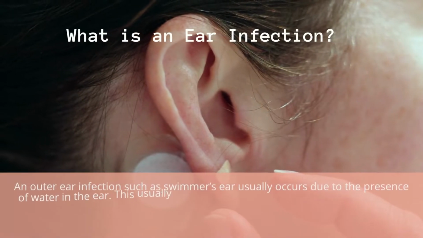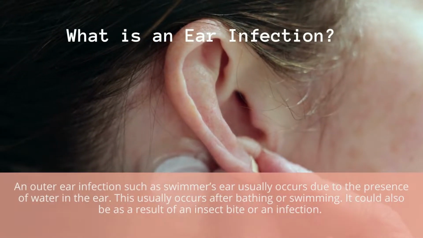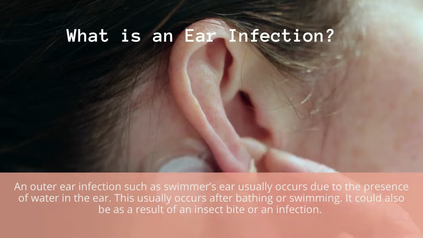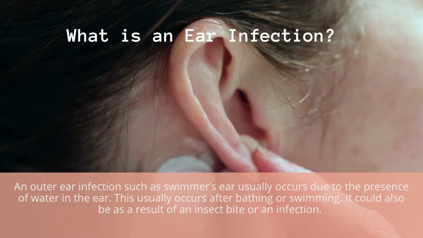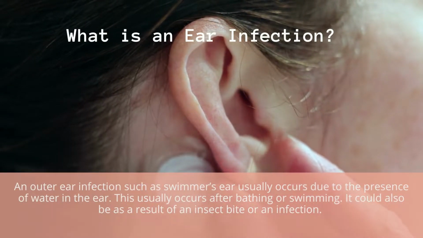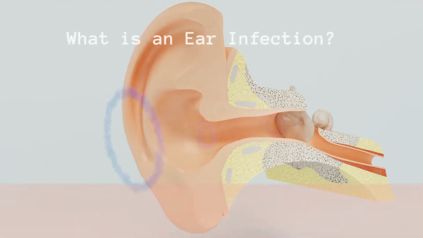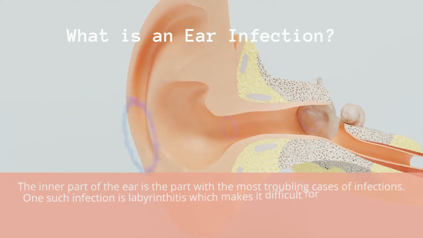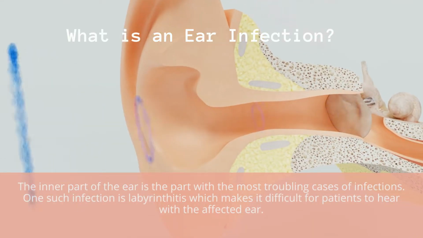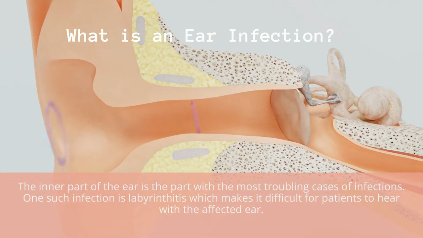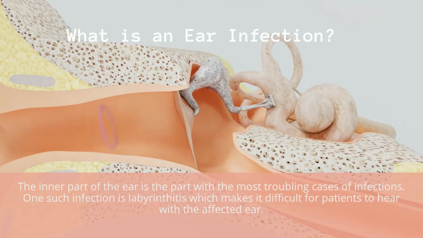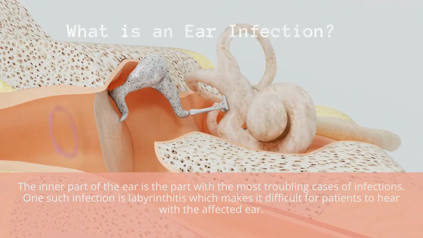An outer ear infection, such as swimmer's ear, usually occurs due to the presence of water in the ear. This usually occurs after bathing or swimming. It could also be as a result of an insect bite or an infection. The inner part of the ear is the part with the most troubling cases of infections. One such infection is labyrinthitis, which makes it difficult for patients to hear with the affected ear.